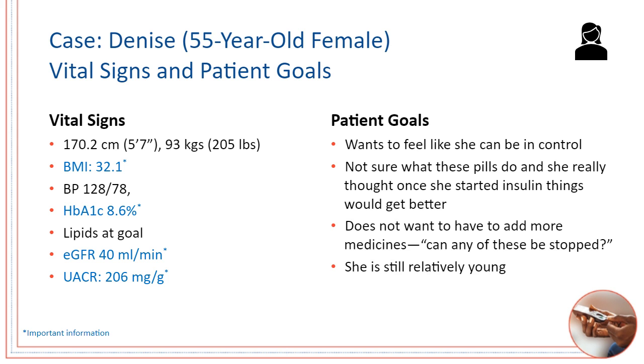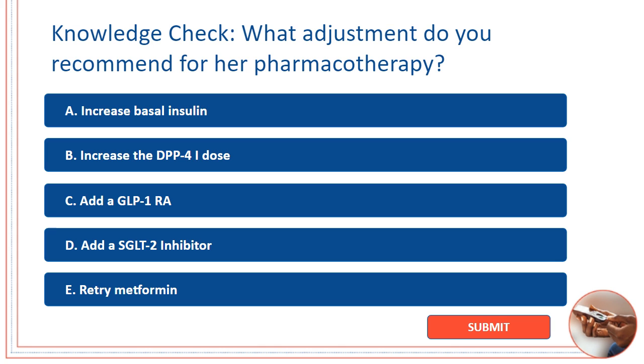And she's relatively young, despite the fact that she's had multiple comorbidities. She said she'd like to get her A1C down, but she's not sure how far down she should go. So we talked with her and we set a shared goal between a 7.5 and 8% A1C. So, knowledge check. What adjustment do you recommend for our pharmacotherapy?